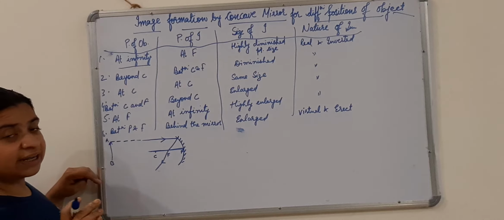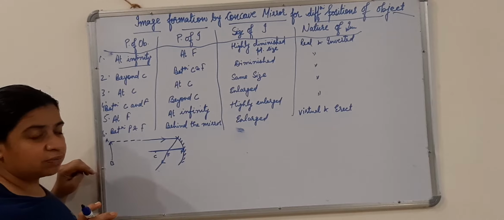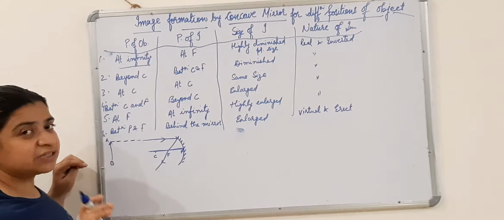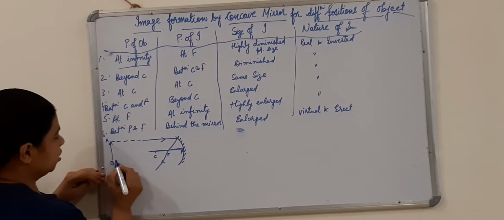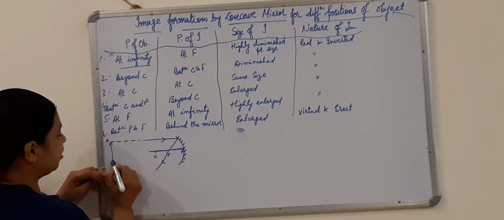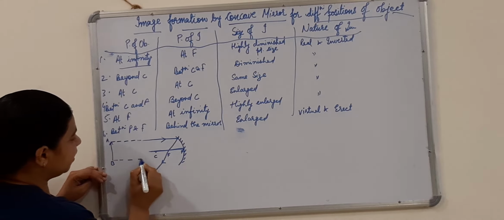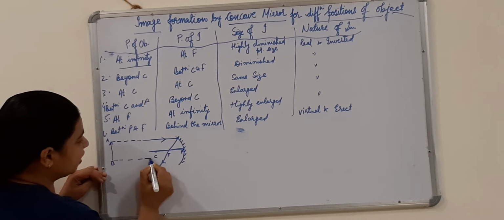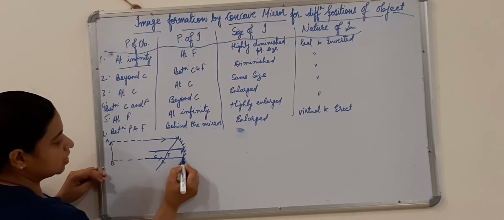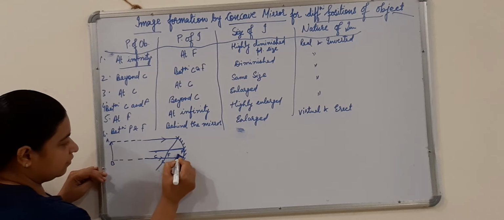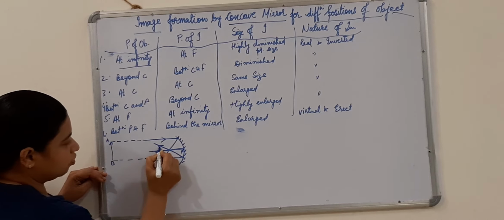When you draw the ray diagram, a number of rays come from the object, but in your class 10 syllabus, we need to draw only 2 rays. So let me draw this ray also. Again, this is another ray coming from the object. It is again parallel. The arrow shows that this is the incident ray. After reflection, it will pass through the focus.